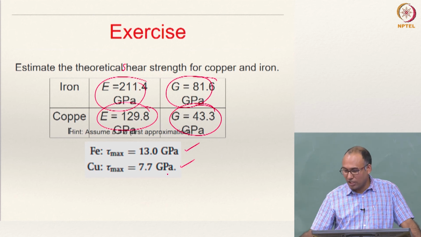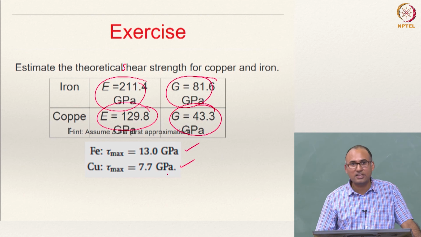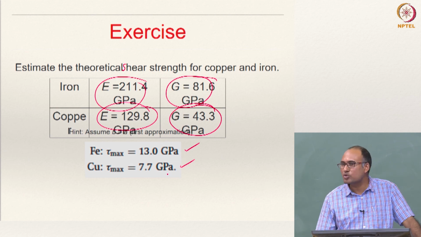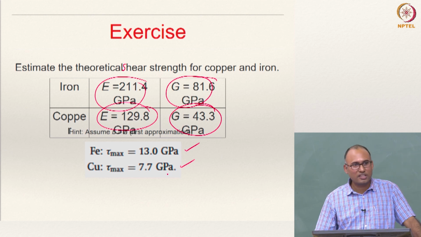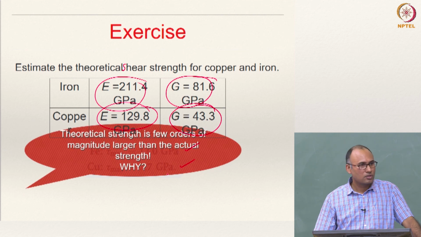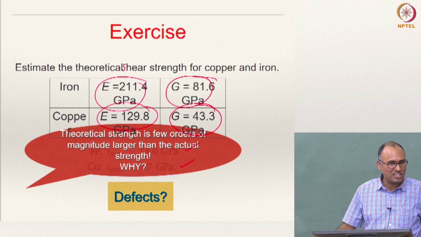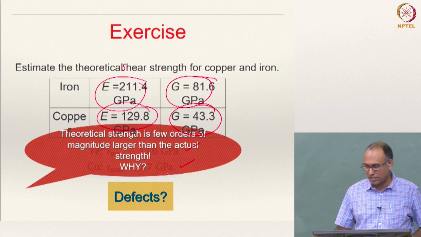You are predicting in the order of gigapascals. The theoretical shear strength is coming out to be in the order of gigapascals. But in reality, real materials do not have such high shear strengths. Hence, there must be a reason why real materials do not have such high strengths compared to the theoretical shear strength that we have calculated just now. Probably the reason could be defects, right? So that is what we are going to investigate in the next class, what kind of defects are responsible for this reduction in shear strength in materials. Thank you.